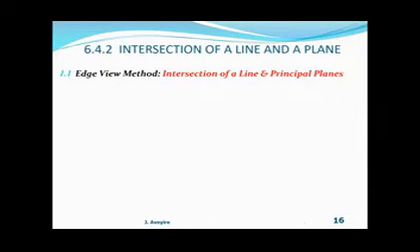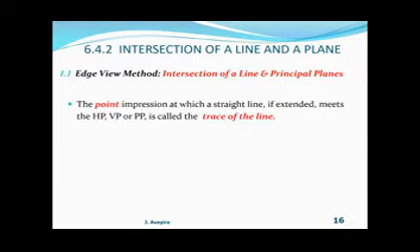Now, edge view method. First, let's look at intersection of a line and principal planes. The point at which a straight line, if extended, meets HP, VP, or PP, is called the trace of the line. The point is the piercing point of a line. Now, if the plane is one of the principal planes, then instead of the piercing point, we call that the trace of the line.